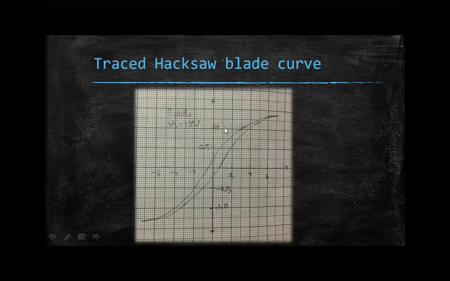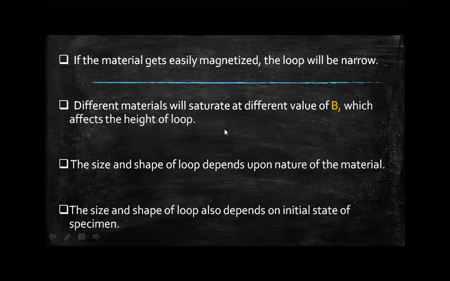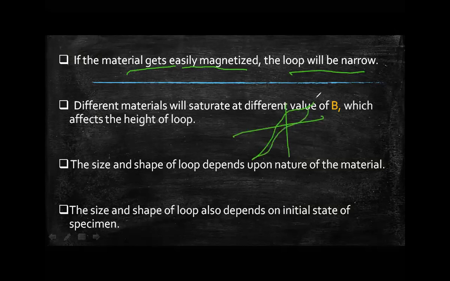So based on the BH loop, we can tell which is the good material. If the material gets easily magnetized, the loop will be narrow. See, these are the important points, guys. If the material gets easily magnetized, the loop will be narrow, which means you have a narrow peak. If it takes a longer time to magnetize, the BH loop will be a little bigger. Okay, so we should be able to understand.